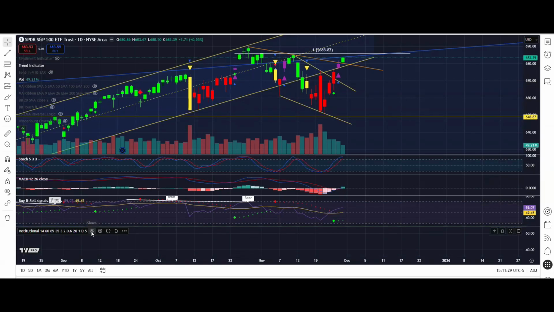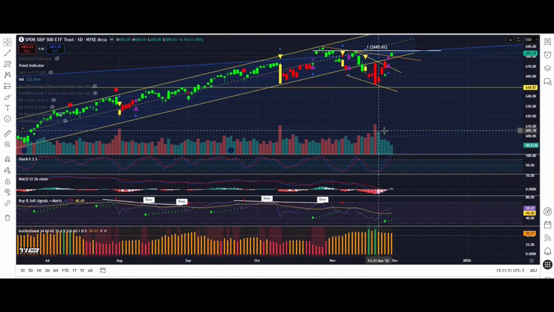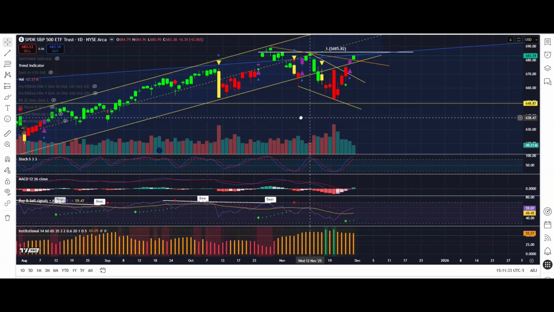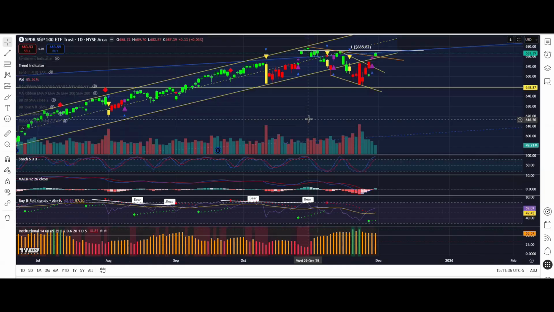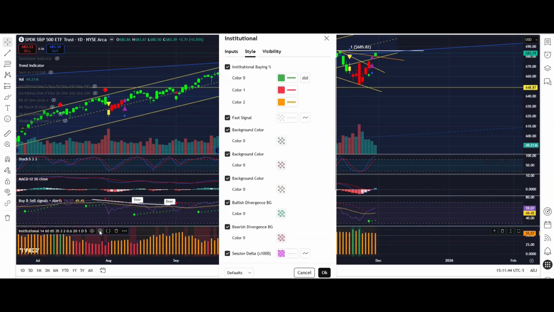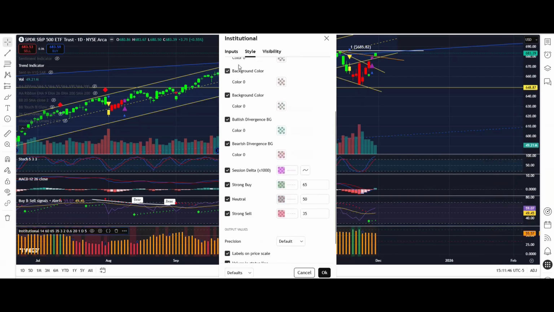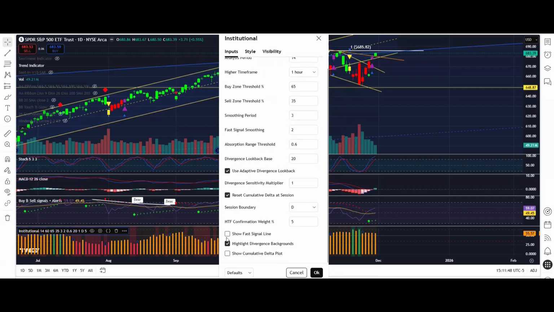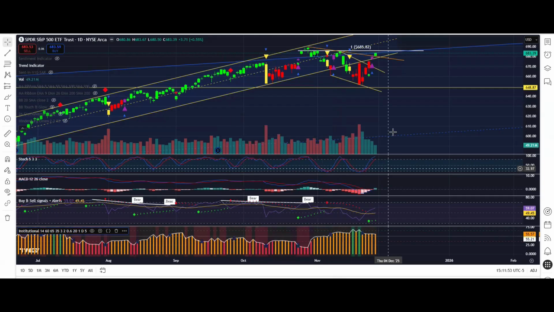Now, with the institutional buying, this is also a really, really complicated indicator. Obviously, green is for buying, red is for selling. And then when we look at it, you should turn the line on as well. The fast signal line makes it a little easier as well with the flow.